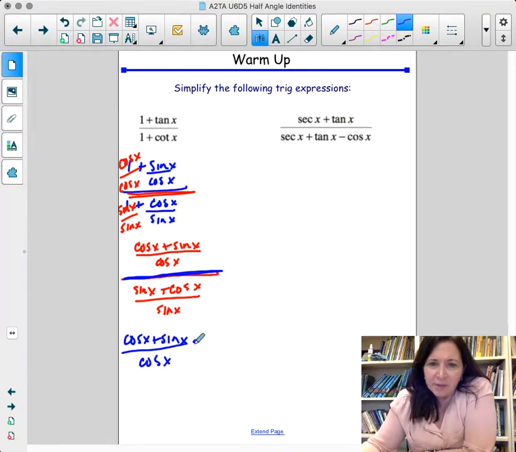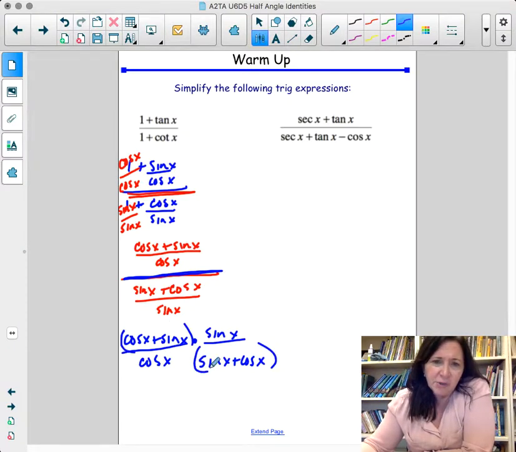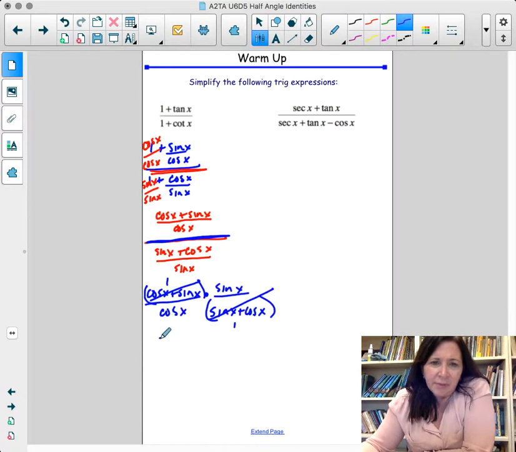Dividing is the same as multiplying by the reciprocal. So now I'm going to have sine of x on top and sine of x plus cosine of x on the denominator. This quantity and this quantity are the same, so we're going to divide those out and make 1. And I'm left with sine of x over cosine of x, and sine of x over cosine of x is just tangent of x. And so therefore we simplified that expression.